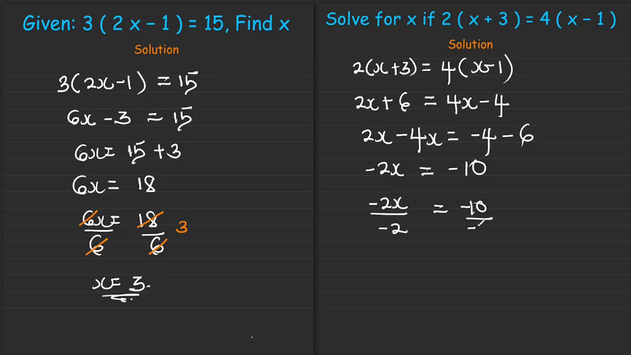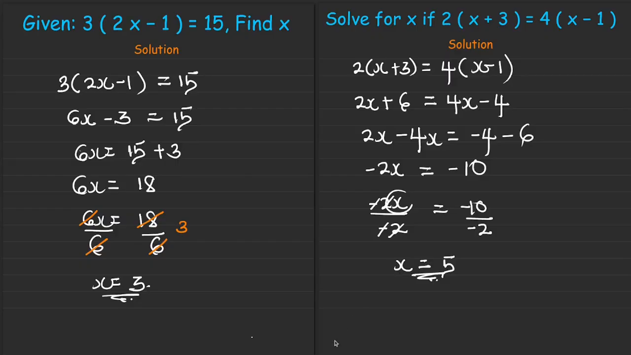So dividing both sides by negative 2, we have the negative cancelling out the negative, then 2 divides 2, we'll be left with our x. So x is equal to negative 10 divided by negative 2 gives us a 5. So it simply means our x is equal to 5, as simple as that. So this is how we basically solve equations involving brackets.